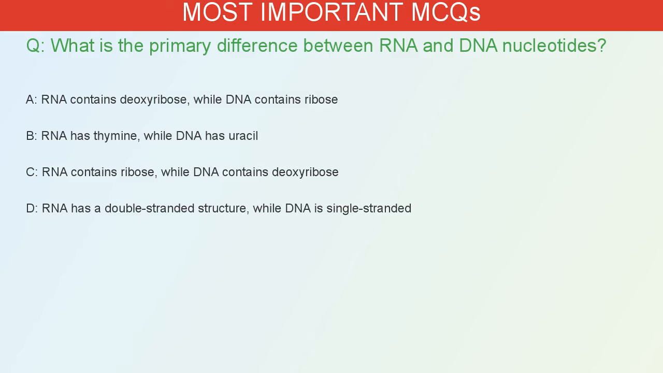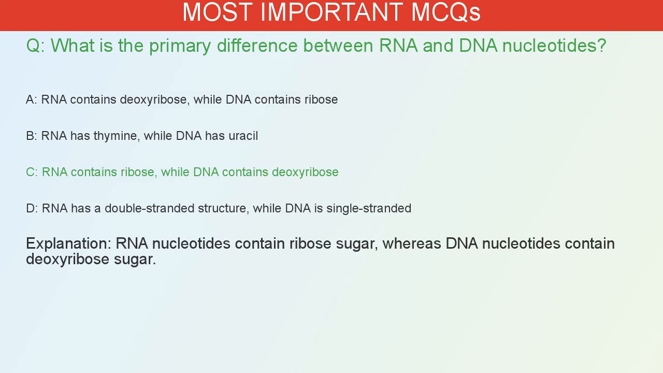What is the primary difference between RNA and DNA nucleotides? A. RNA contains deoxyribose, while DNA contains ribose. B. RNA has thymine, while DNA has uracil. C. RNA contains ribose, while DNA contains deoxyribose. D. RNA has a double-stranded structure, while DNA is single-stranded. The correct answer is C. RNA nucleotides contain ribose sugar, whereas DNA nucleotides contain deoxyribose sugar.